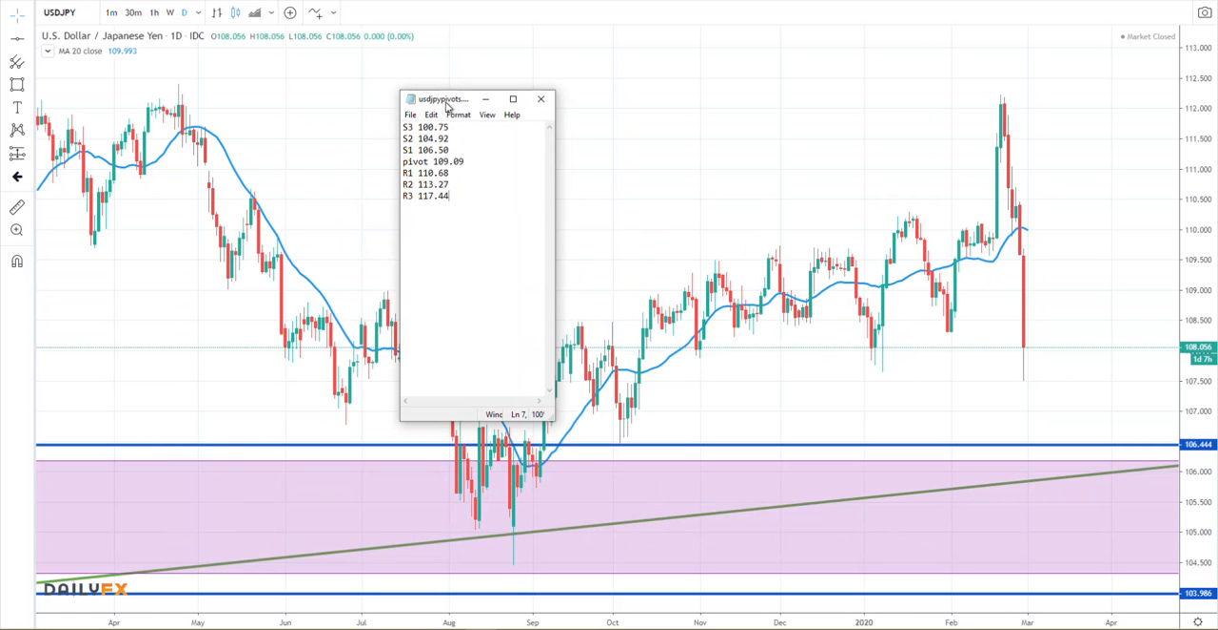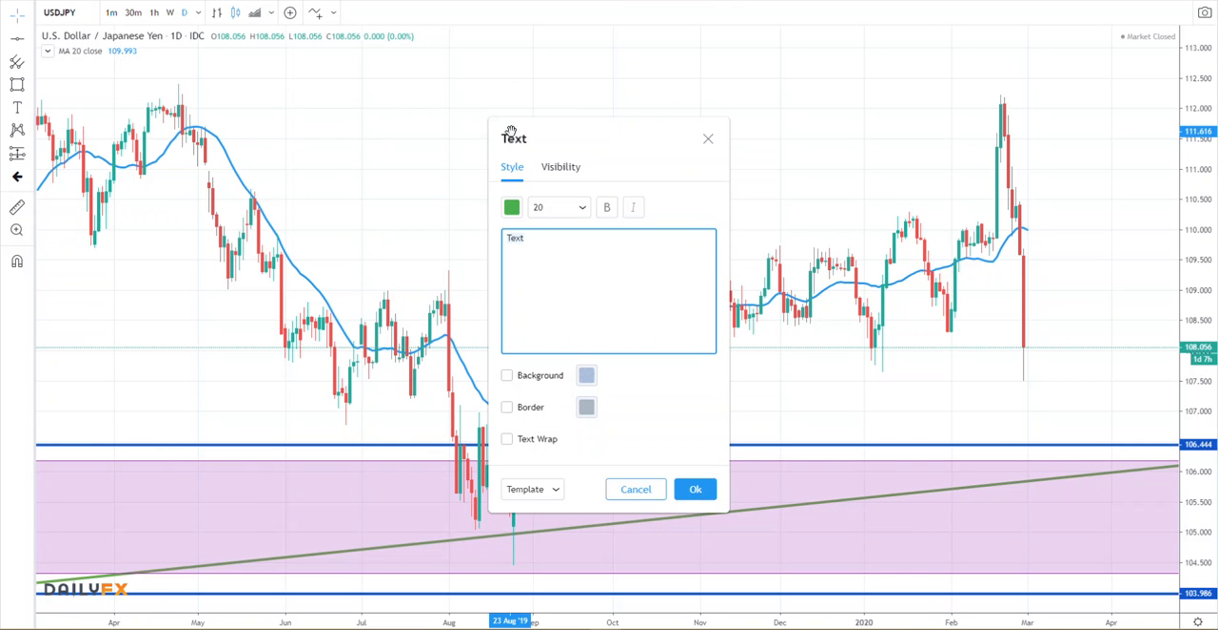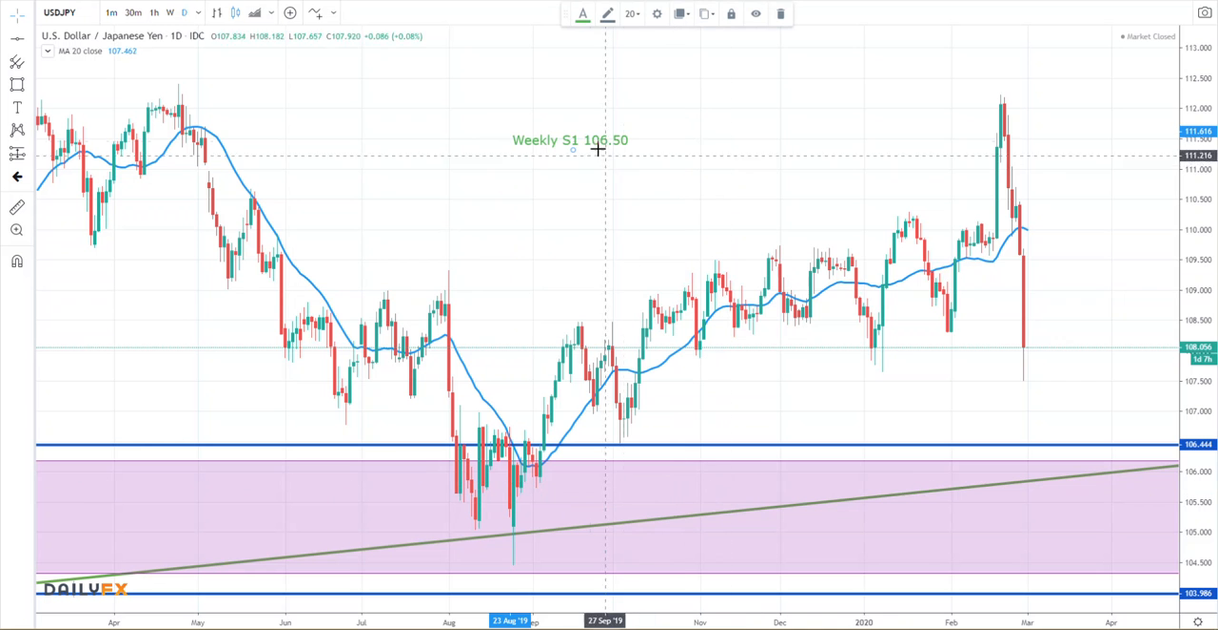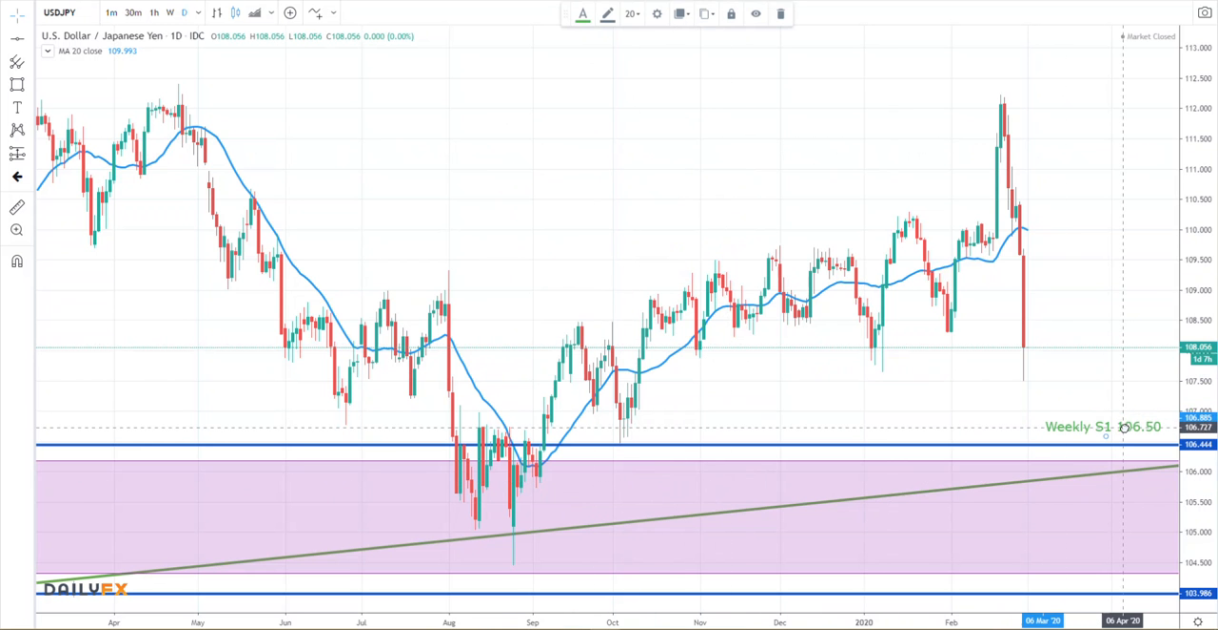So let's go ahead. Where's support? 106.50. There you go. That's exactly where our line is. So weekly S1, 106.50. So a good chance we could see price visit there.